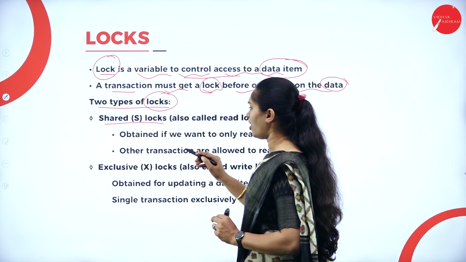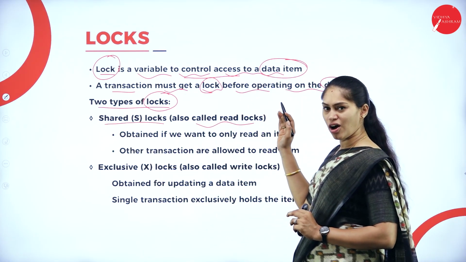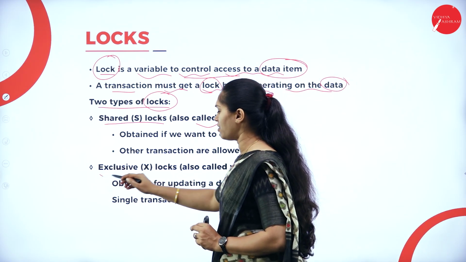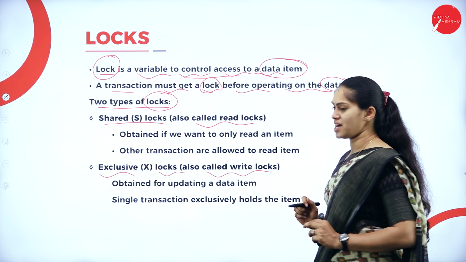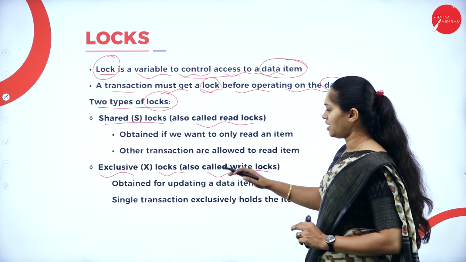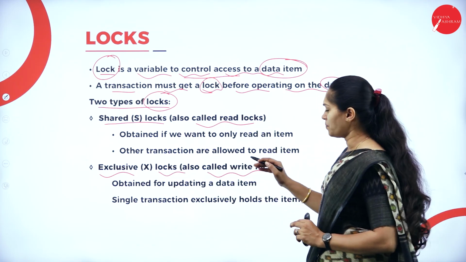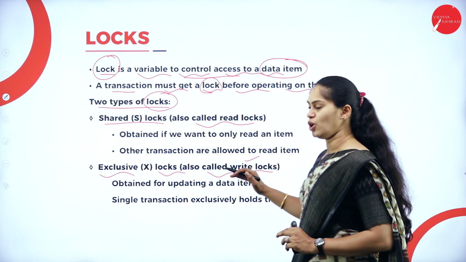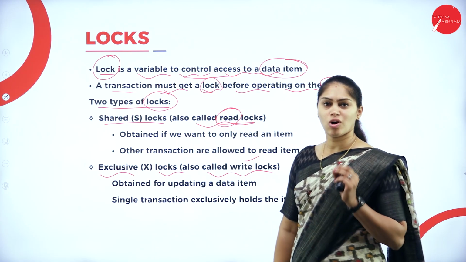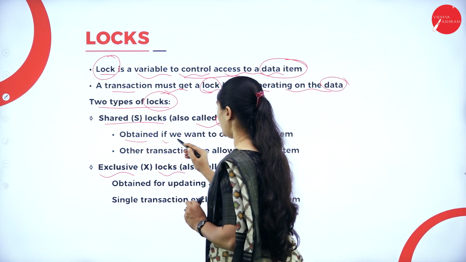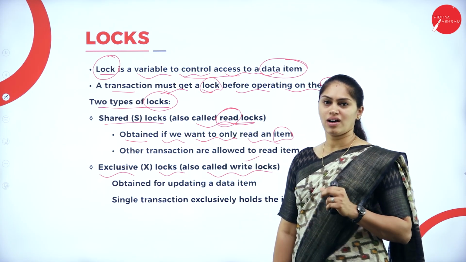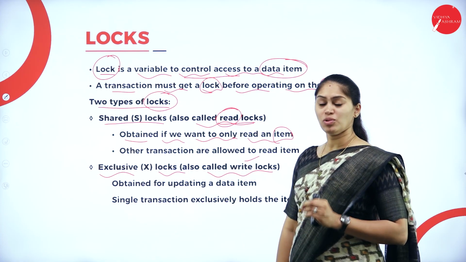One is shared locks, which are also considered read locks, and I want to perform one more operation called write. For that we have exclusive locks, which are considered write locks. So shared lock is a read lock, and exclusive or X lock is a write lock. We'll see about read locks. As the name indicates, we are performing an operation called read, right? It is obtained if you want to only read an item. So we can have this shared lock or a read lock if you want to perform only read.